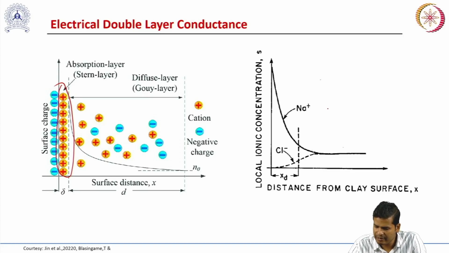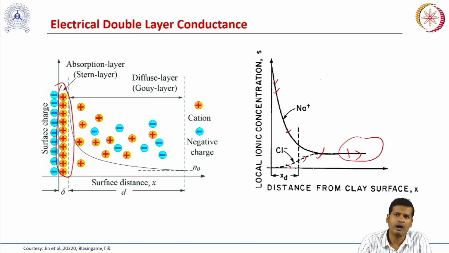Just like in this figure, if I have a negatively charged clay surface, we can see the positive ion concentration is higher near the surface, because the negatively charged surface is going to attract the positive ions. As we move away from the clay surface, the negative ion concentration will increase, and in the bulk solution further from the surface we will have almost the same amount of ions. So near the clay surface we have an excess concentration of cations, or positive ions.